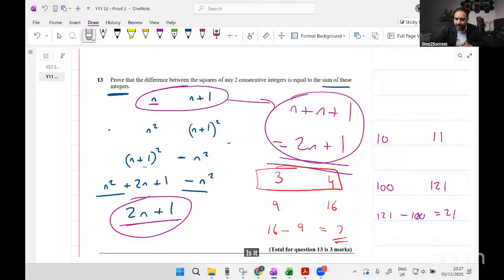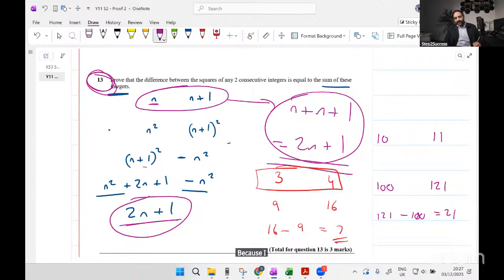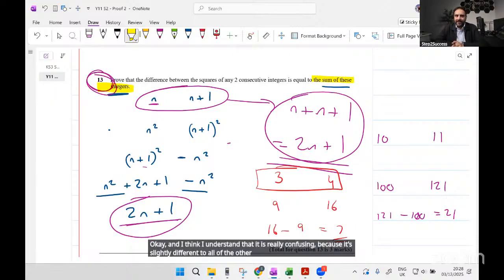Is it okay if you get another exam question identical and go through it? Because, to be funny, I think this is a little bit of an exception to this topic, because this end bit here is really confusing. I think it's slightly different to all of the other questions that we did, so it's a little bit more challenging. I'll see if I can find another example somewhere.